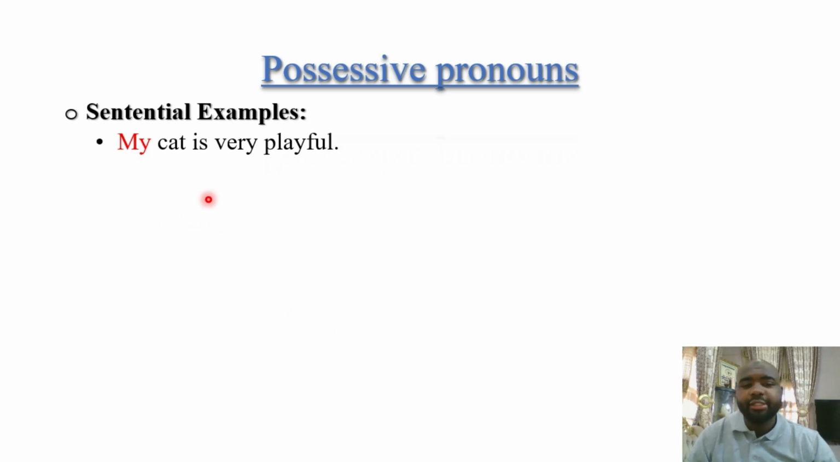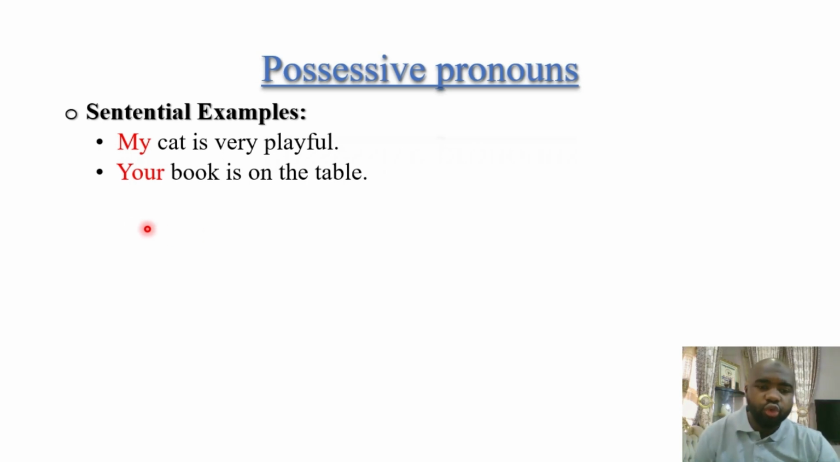My cat is very playful. So here you see it shows possession. Whose cat is it? It's my cat. But here, because it comes before the cat, it's also possessive. All right, and it serves as what? Adjective here. It takes the position of an adjective. That's why under possessive pronouns, they are also called possessive adjectives.